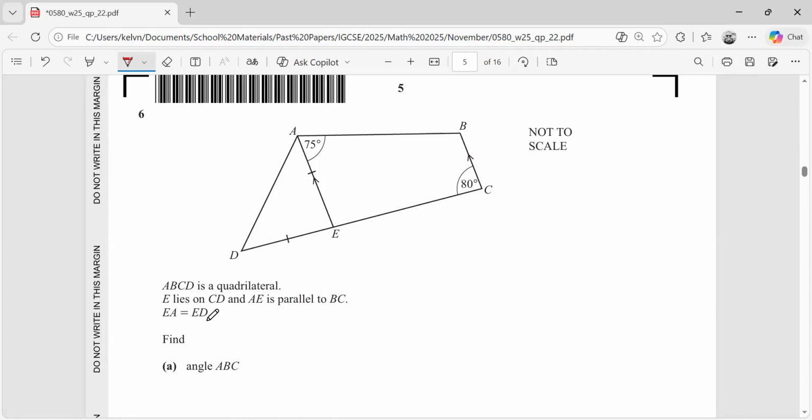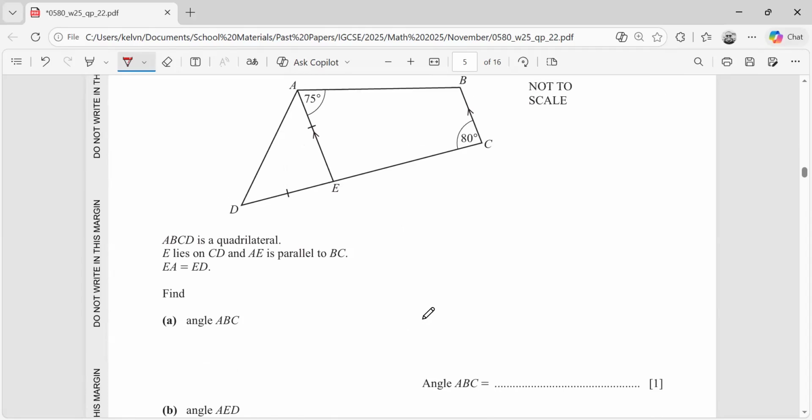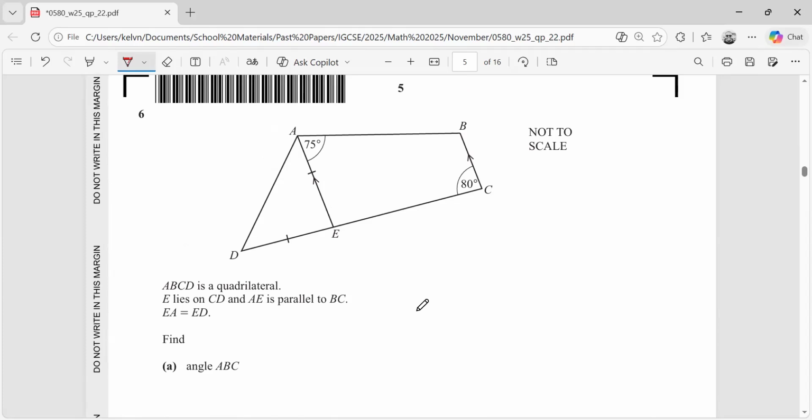And then you're told EA equals ED. So these lines EA and ED are basically the same. And then the question is asking us to find angle ABC. So let's find out that angle. Always remember, when you're looking for the angle, it is usually given by the middle letter. In this case, this is the angle we are being asked about, where B is. So it's angle ABC.